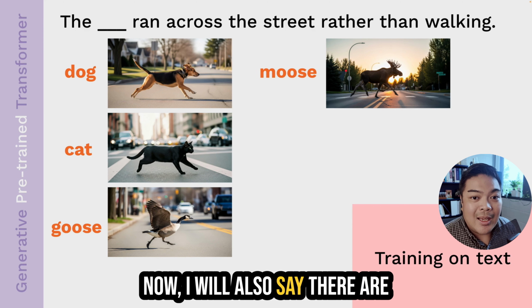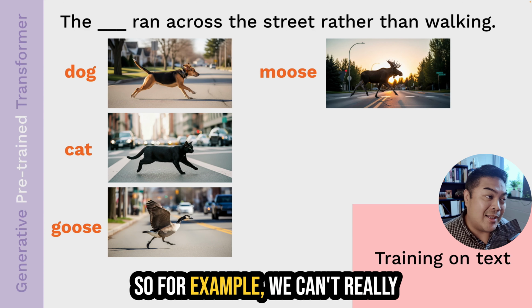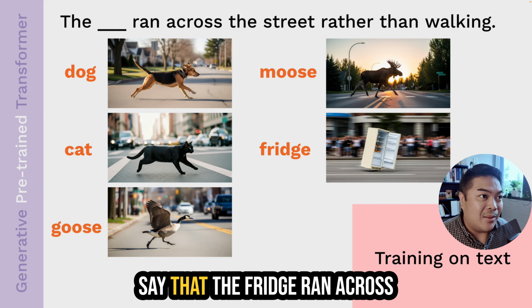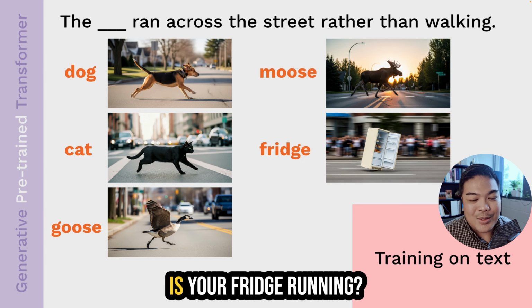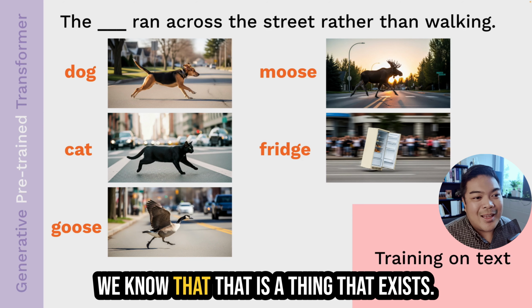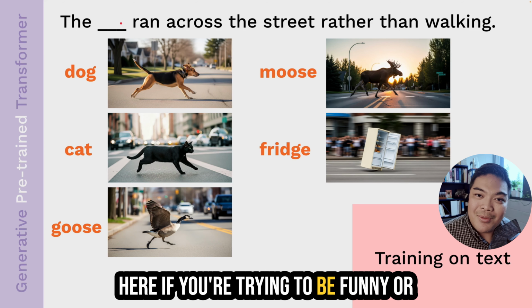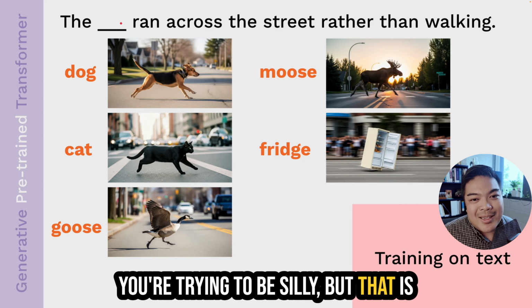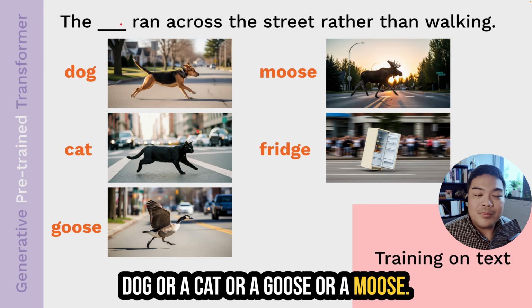Now, I will also say there are many nonsensical words that might be here as well. So for example, we can't really say that the fridge ran across the street rather than walking. Even though there's that famous joke, right? Is your fridge running? We know that that is a thing that exists. So maybe you might put fridge in here if you're trying to be funny or silly, but that is just statistically less likely than a dog or a cat or a goose or a moose.